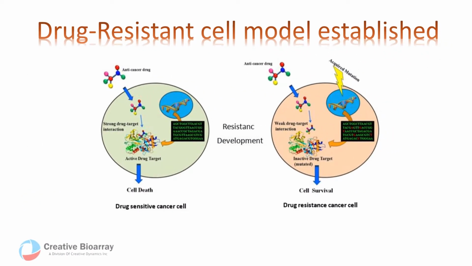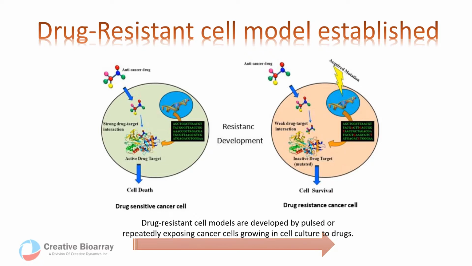So how to build resistant cell lines? Drug-resistant cell models are developed by pulsed or repeatedly exposing cancer cells, growing in cell culture, to drugs. Cells from a sensitive cell line are usually cultured in the presence of increasing drug concentrations during a prolonged period of time, allowing the selection of resistant cells that proliferate well and tolerate the presence of the drug. In this situation, the resistant and sensitive cell lines contain the same genetic background, since they come from the same cell-based origin and differ only in the resistance mechanism acquired for the specific drug.